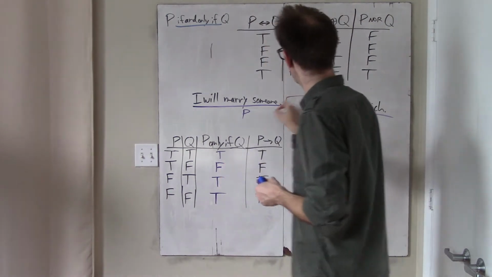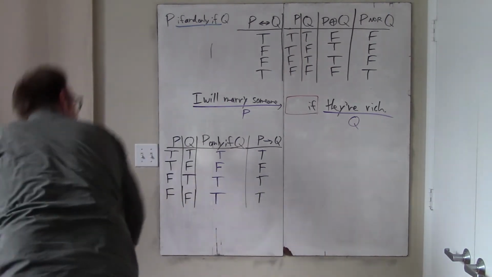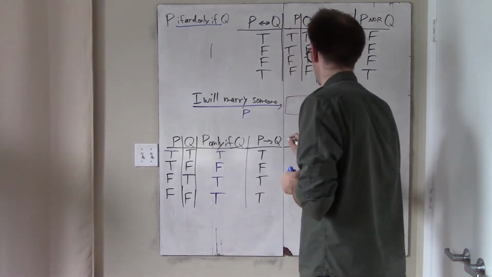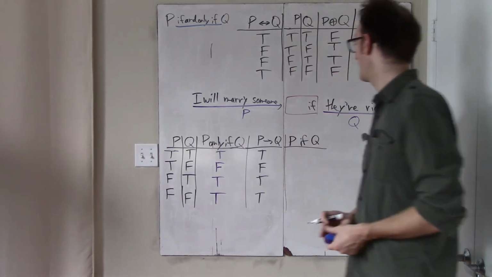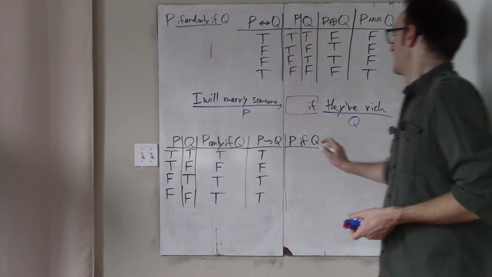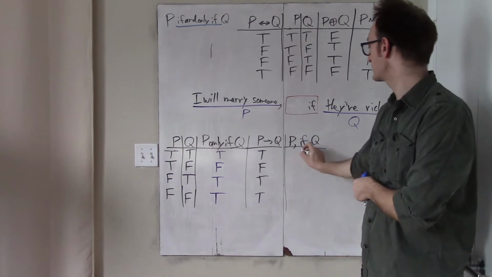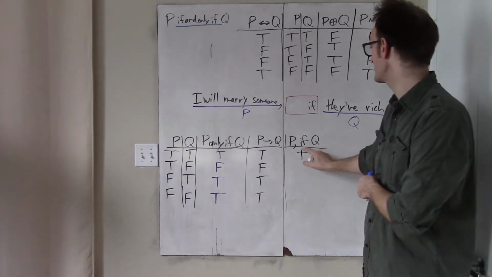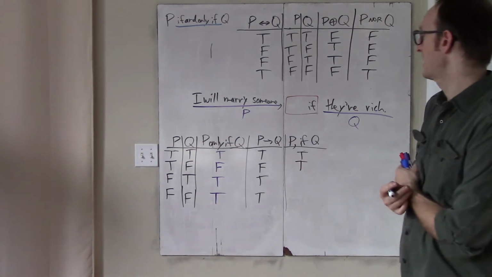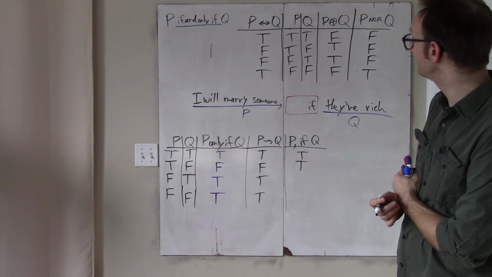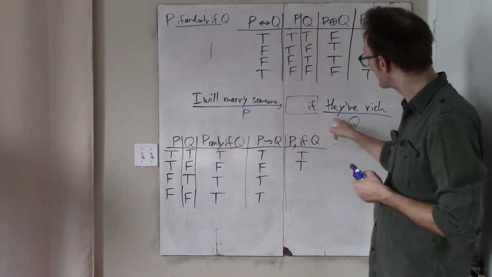Okay, one word difference, and now suddenly the meaning of the sentence has completely changed. So let's examine it. P if Q. Now you're saying, I'll marry someone if they're rich. Well, now if you marry someone and they are rich, it seems you've kept your promise. If you marry someone and they're not rich, I claim you have still kept your promise. Because you're basically saying, I'll marry someone if they're rich.